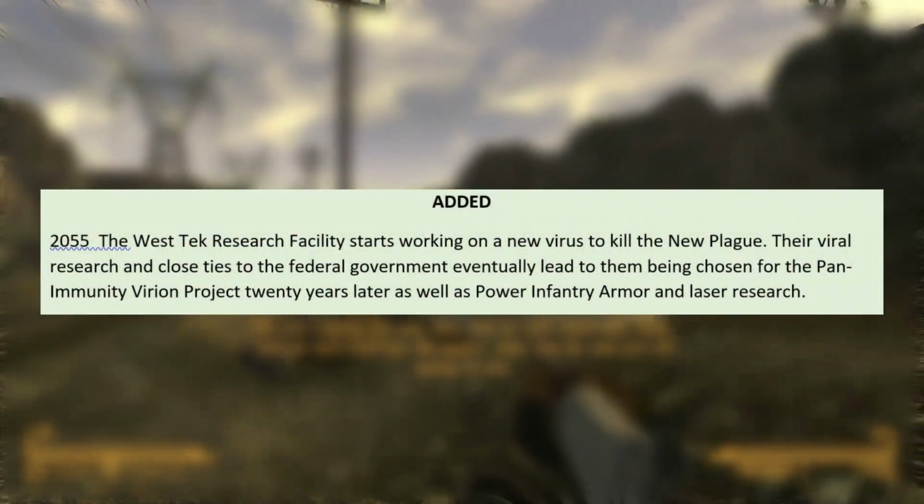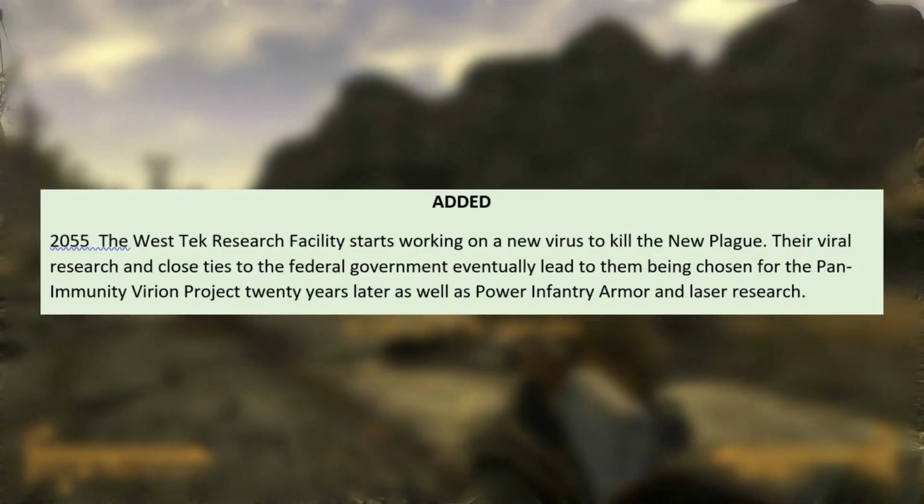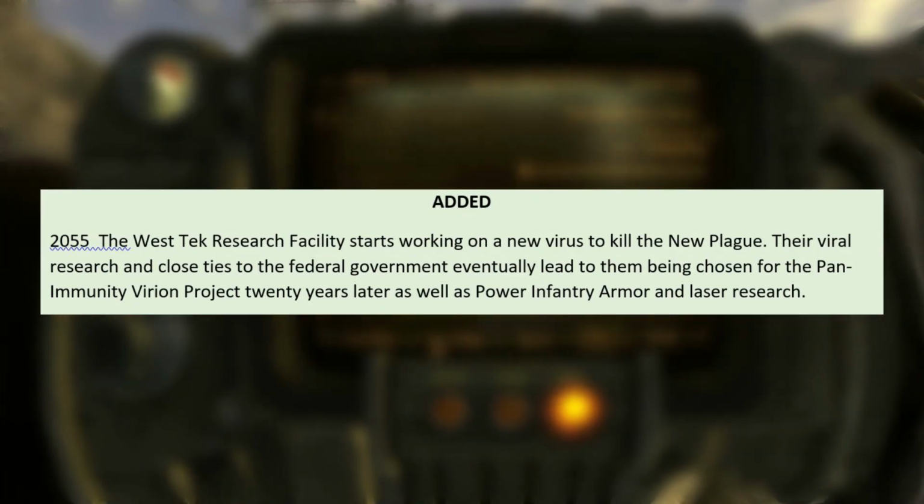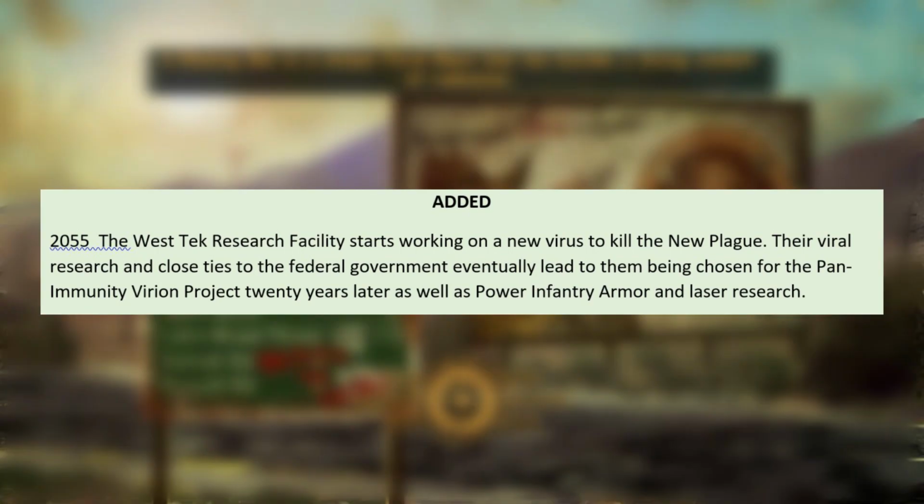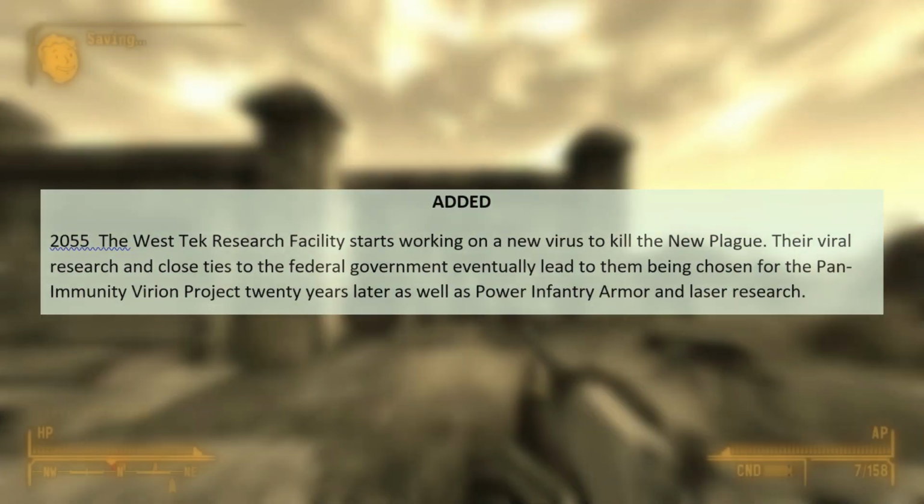2055, the organization previously called the FSEF is changed to WestTech and reads, the WestTech Research Facility starts working on a new virus to kill the new plague. Their viral research and close ties to the federal government eventually lead them to being chosen for the Pan-Immunity Virion project 20 years later, as well as power, infantry armor, and laser research.